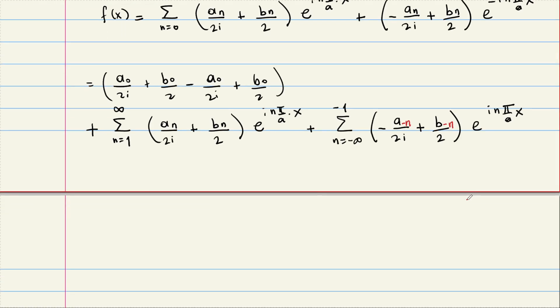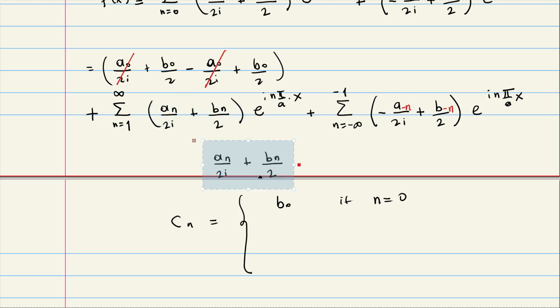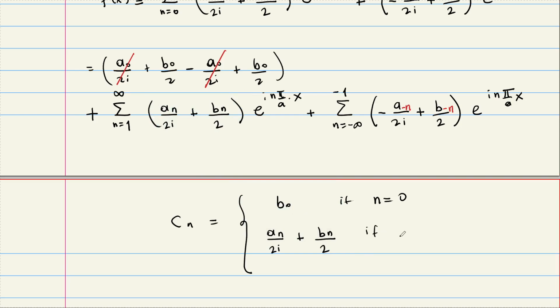Now I want to define, okay, let's also cancel this. I want to define a new coefficient. Let me call this Cn. What is Cn? Cn is equal to b0 over 2 plus b0 over 2, that is b0, if n is equal to 0. And I want it to be an over 2i plus bn over 2 if n is bigger than 0.